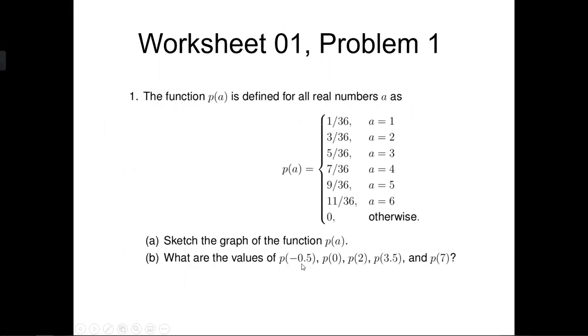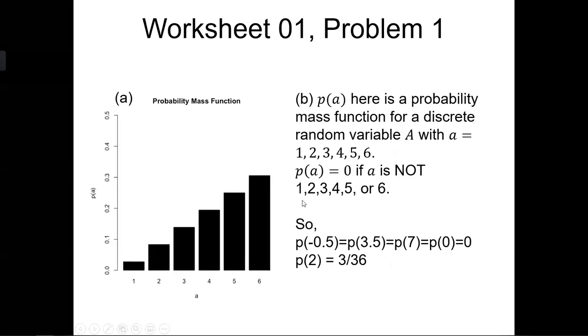What are the values for P of negative 0.5? 0. Because we don't have that as a part of our A, and we know that any other point other than these specified A's, our probability is 0. Okay. So what is P of 0? 0. Good. What is P of 2? 3/36. Good job. P of 3.5? 0. Good. And probability of 7? 0. Good job. So that's what is mentioned right here in this part.